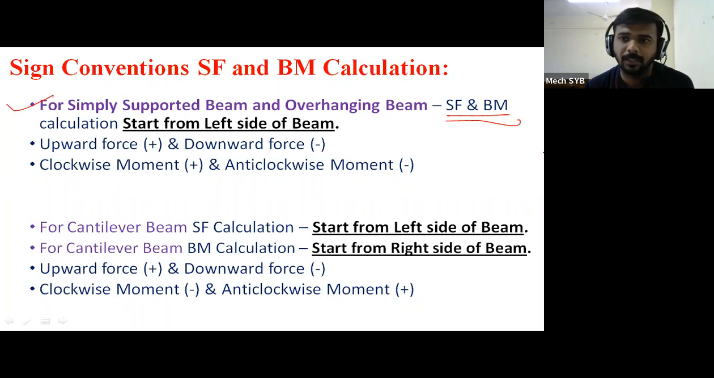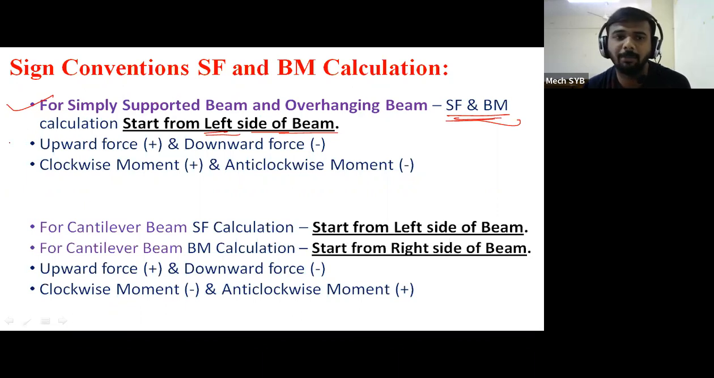What is the first? SF and BM calculation will start from the left side of the beam. Initially you just focus on simply supported and overhanging beam. Don't think about the cantilever beam. Initially you just focus on the simply supported and overhanging, and in that first we will start with the simply supported beam. So what is the first condition? What is the first sign convention, or what is the first requirement for simply supported and the overhanging beam?